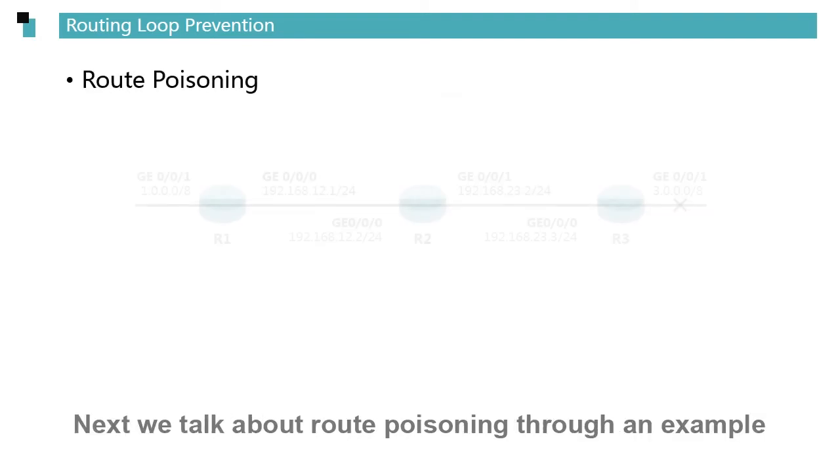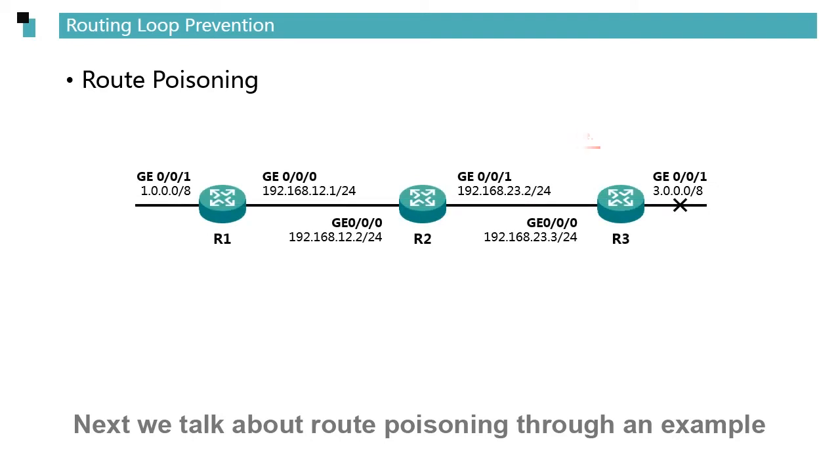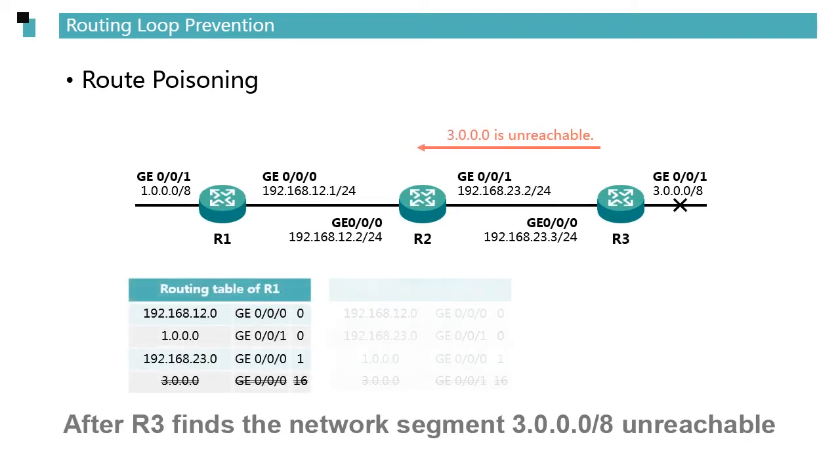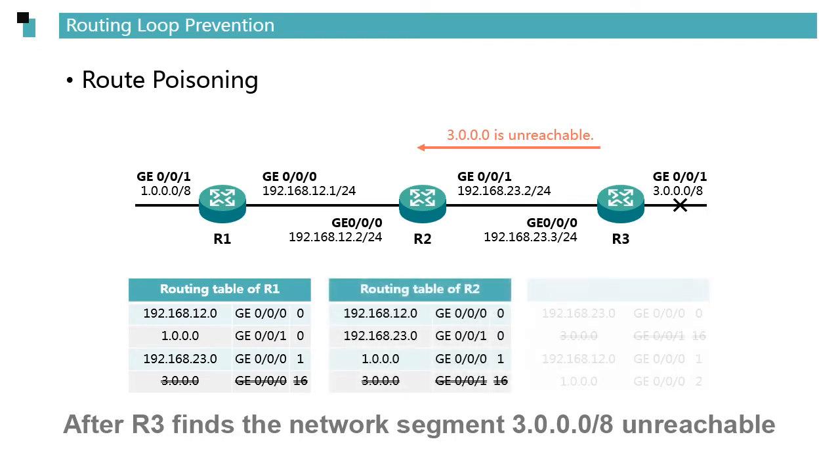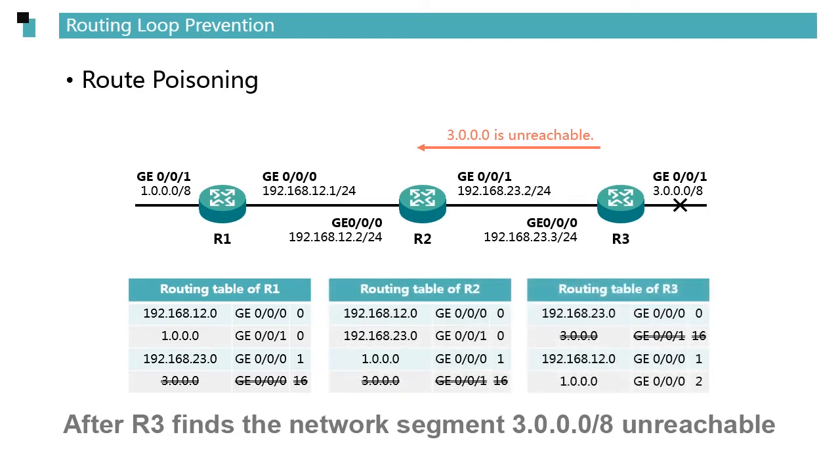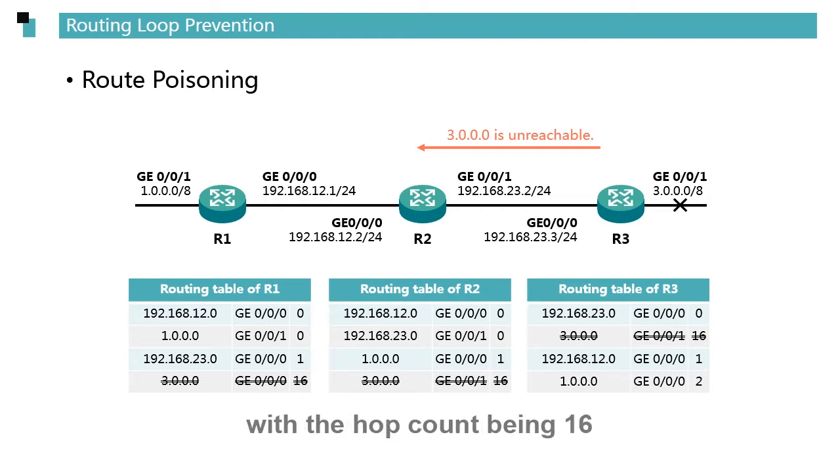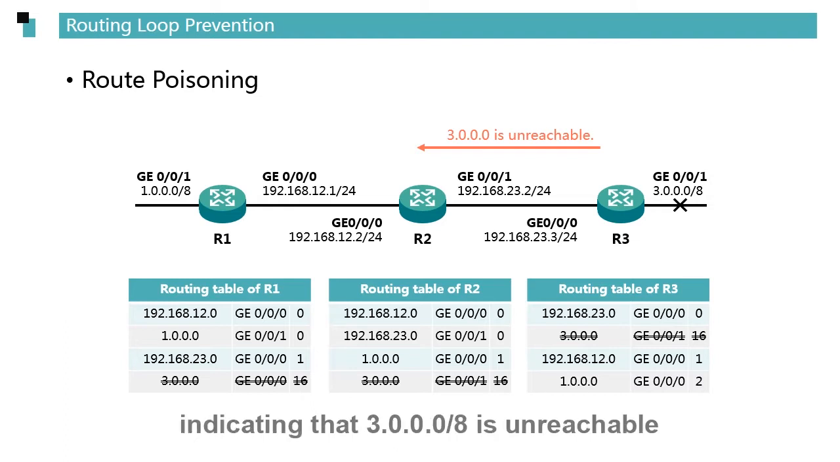Next, we talk about route poisoning through an example. After R3 finds the network segment 3.0.0.0/8 unreachable, it sends other routers a route update message with the hop count being 16, indicating that 3.0.0.0/8 is unreachable. After receiving the message, R1 and R2 update their routing tables.